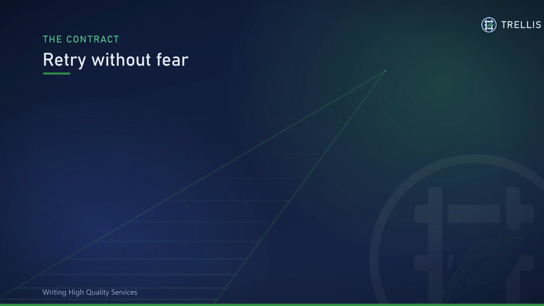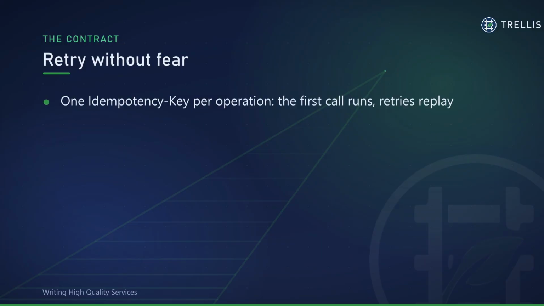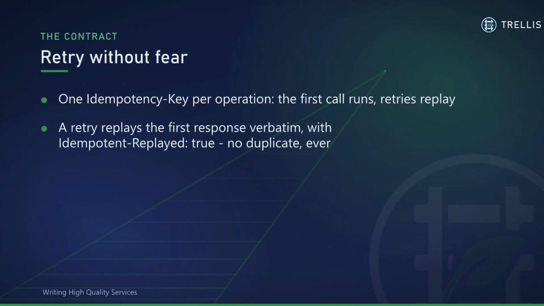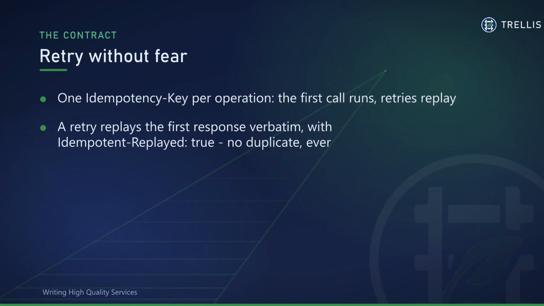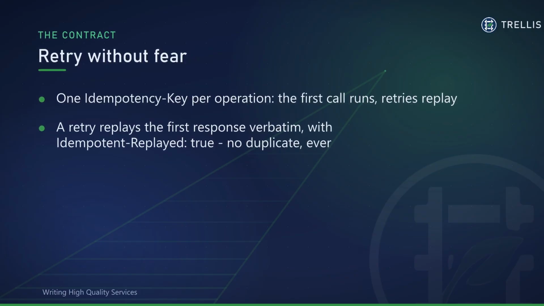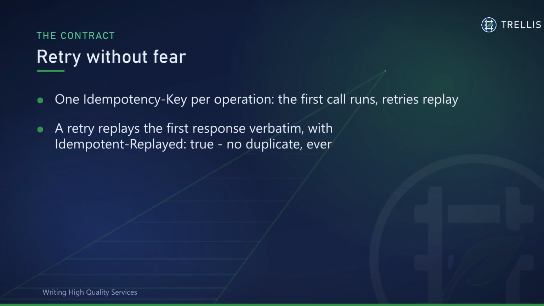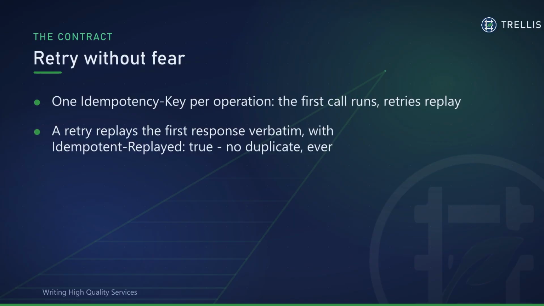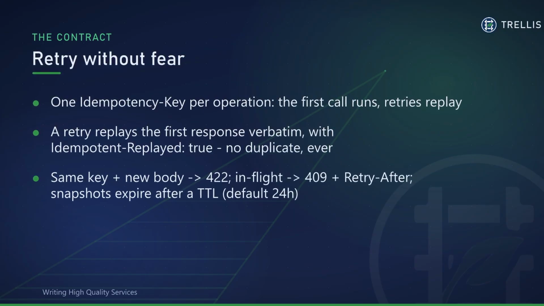So an Idempotency-Key gives you three guarantees. One: the client generates one key per logical operation and sends it with the write. The first call executes, and every retry with that key replays. Two: a retry doesn't rerun the handler. It replays the first response, verbatim, the same status and the same body, tagged with Idempotent-Replayed so the client knows. No duplicate, ever. Three: the guardrails are strict.